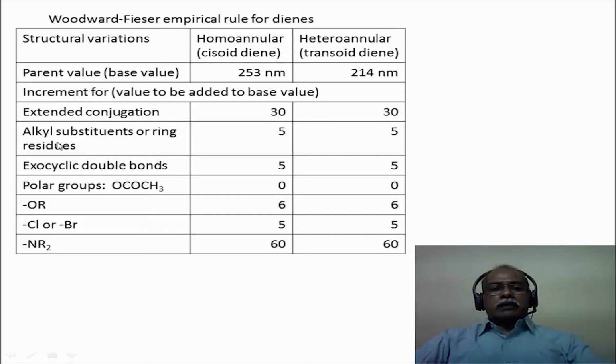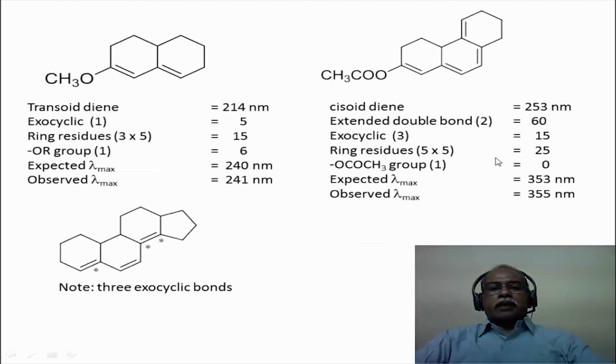We will define what is alkyl substituent ring residue in a minute. It's essentially the substituents that are present in the double bonds. For each substituent, you add a value of 5 nanometers. If there is an exocyclic double bond, you add a value of 5 nanometers. Polar functional group acetate doesn't make any difference. However, methoxy or bromo, chloro or dialkylamino, they all contribute significantly. Particularly the dialkylamino contributes quite significantly by shifting the value by 60 nanometers more than the base value, for example. Let us have some examples of calculation of this type of additivity rule.